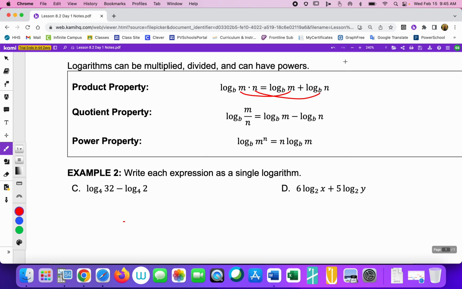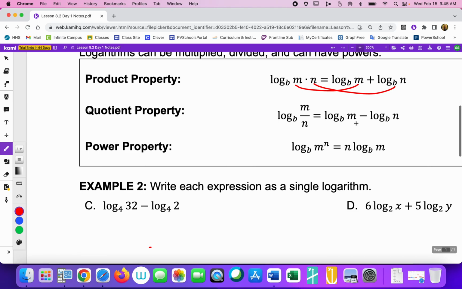The power property, just because that exponent's a little bit smaller, I'll zoom in. This is the condensed version, this is the expanded. What the exponent does is it goes out front of the log here when it's expanded. Now if you're condensing, there will be a number in front of the word log, and you will put it back as an exponent on the argument.